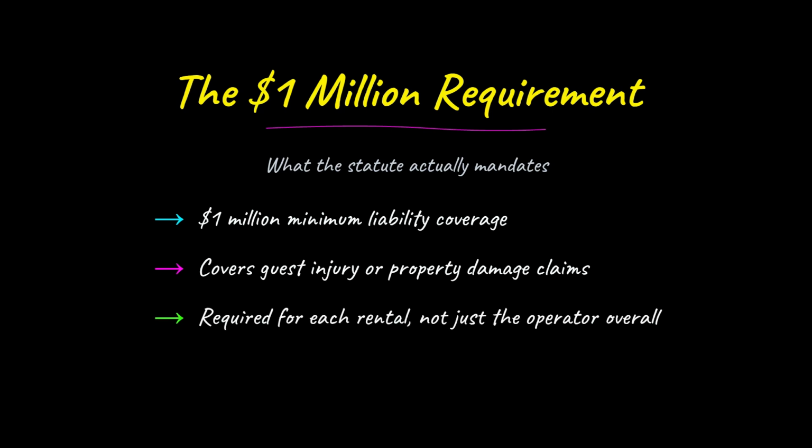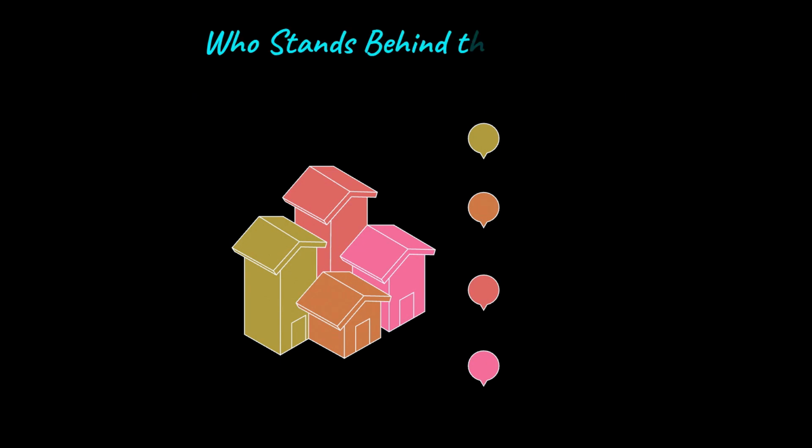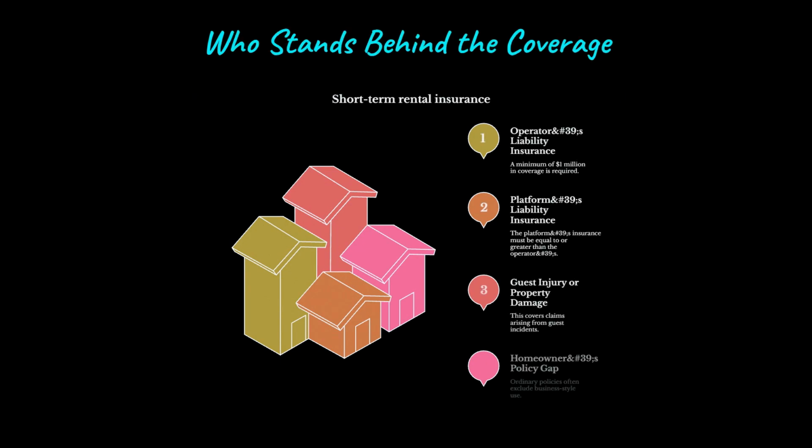This requirement attaches to every rental the operator runs, and it can be satisfied instead by the hosting platform's own equal or greater coverage. Picture the rental home itself. Either the operator's own policy or the platform's equal or greater coverage must stand behind it, because an ordinary homeowner's policy usually excludes business-style use. Whichever party provides it, $1 million in liability protection must cover that property for every stay.